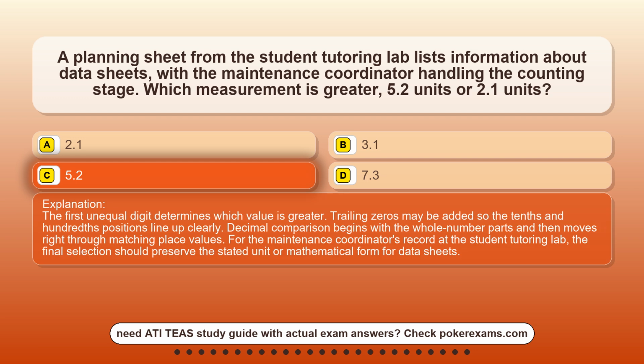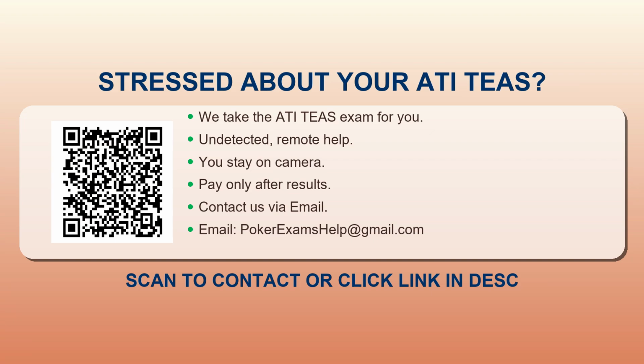The first unequal digit determines which value is greater. Trailing zeros may be added so the tenths and hundredths positions line up clearly. Decimal comparison begins with the whole number parts and then moves right through matching place values. For the maintenance coordinator's record at the student tutoring lab, the final selection should preserve the stated unit or mathematical form for data sheets.